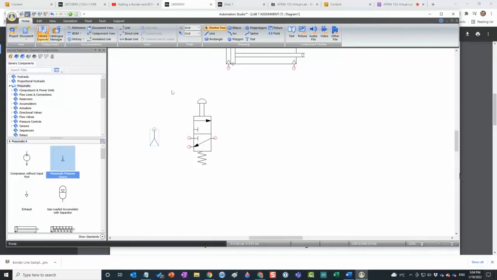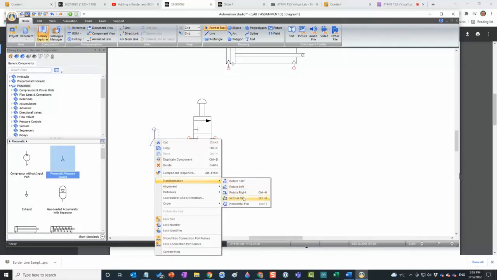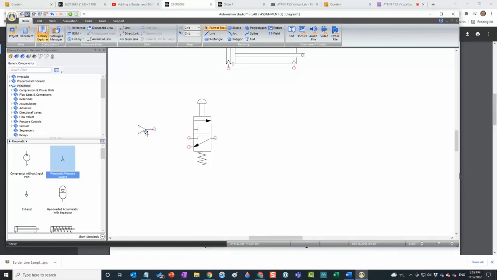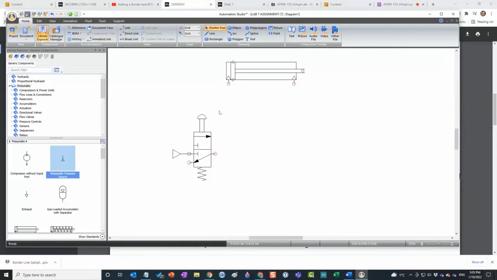Now, I want it to be sideways. I'm going to hit Control H, or I could go over here, say transformation, and rotate right. Watch this. This is your first connection. I'm going to put this on here and release it, and it's connected. See the red indication, the red circles go? It's gone. Now, this is where I'm going to bring my DCV in.